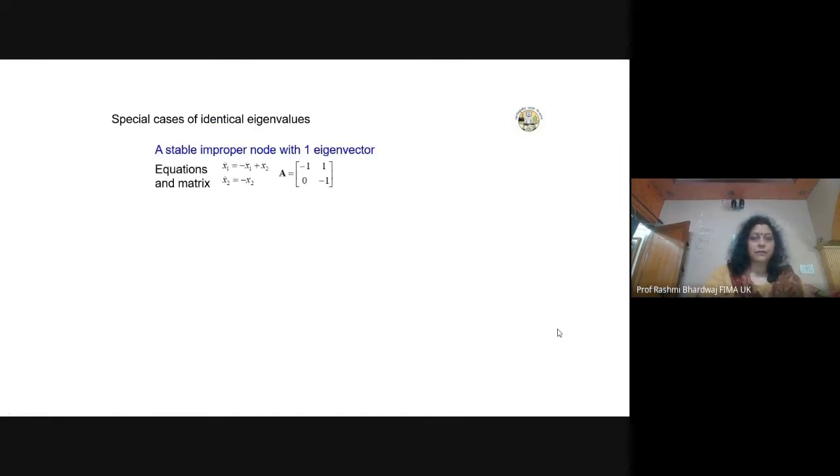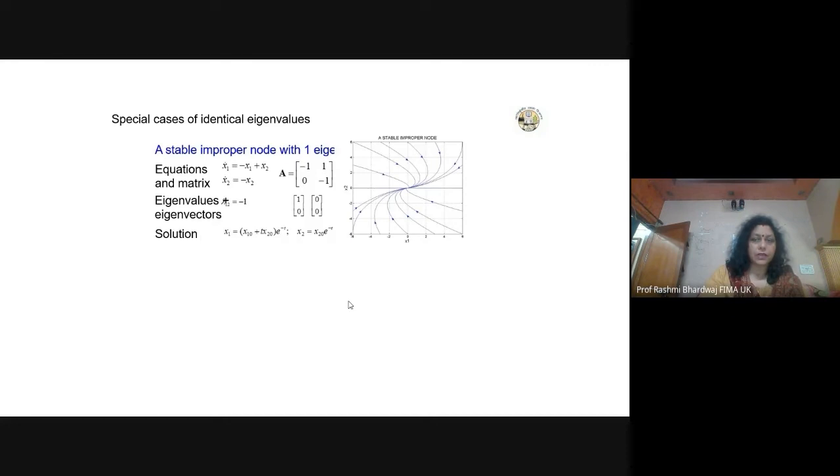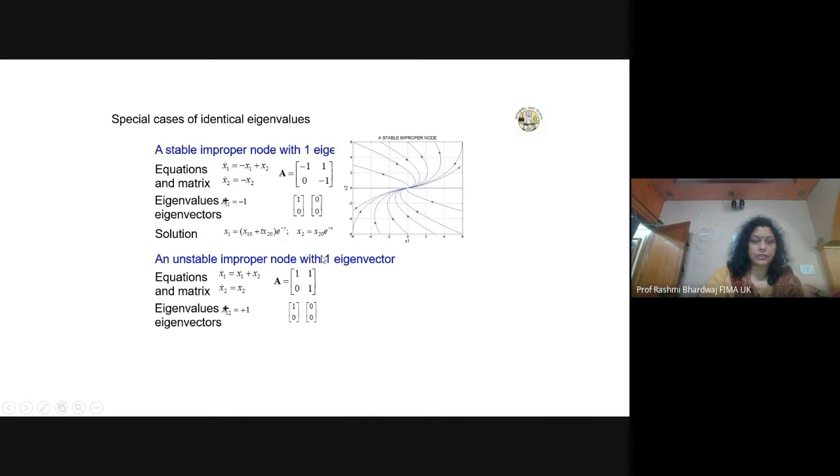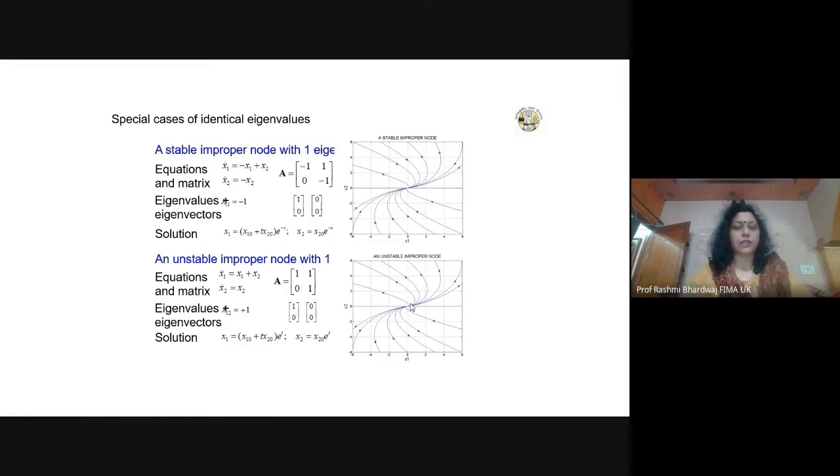Now, if you have a system like this one, and you are finding its eigenvalue, it comes to be -1, and the solution is this, then you are getting again a node which is a stable node because the points are coming closer to this point. And if you have a positive value, then it is an unstable node. Same, but all the points are moving away from this point. So the simple case is if eigenvalues are negative, you are getting a stable system. If eigenvalues are positive, then you have unstable nodes or unstable dynamical system behavior.